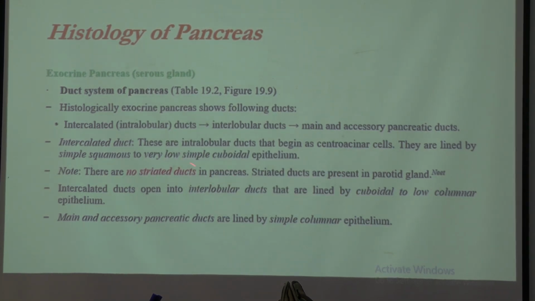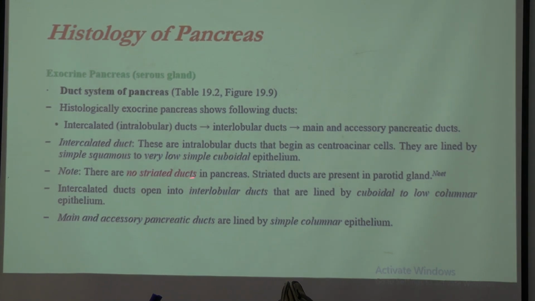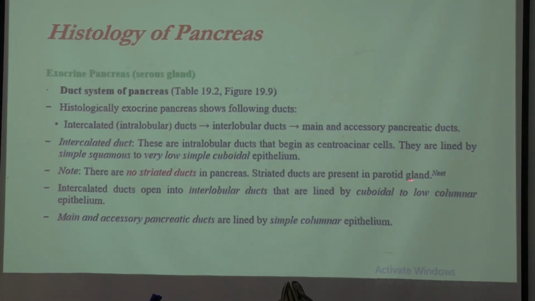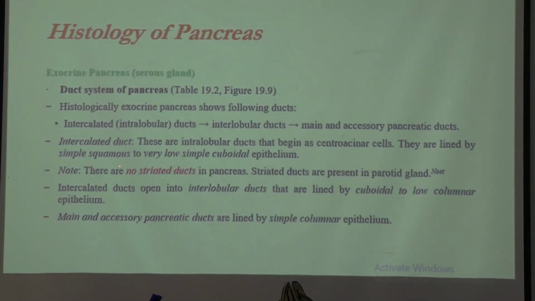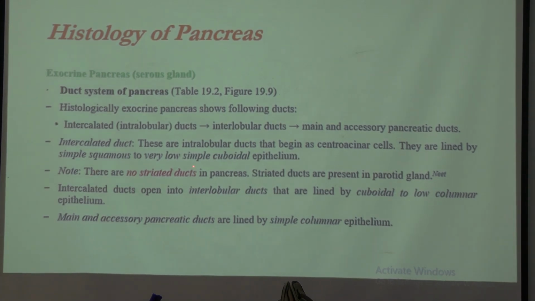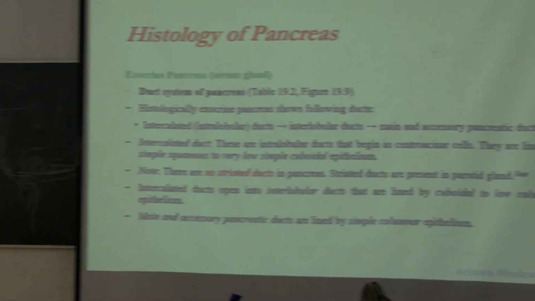There are no striated ducts in pancreas. The striated ducts are present in parotid gland. Intercalated ducts open into interlobular ducts that are lined by cuboidal to low columnar epithelium. Main and accessory pancreatic ducts are lined by simple columnar epithelium. So, there are no striated ducts in pancreas; striated ducts are present in the parotid gland. That can be an MCQ or a direct question in histology: the difference between parotid histology and pancreatic histology.